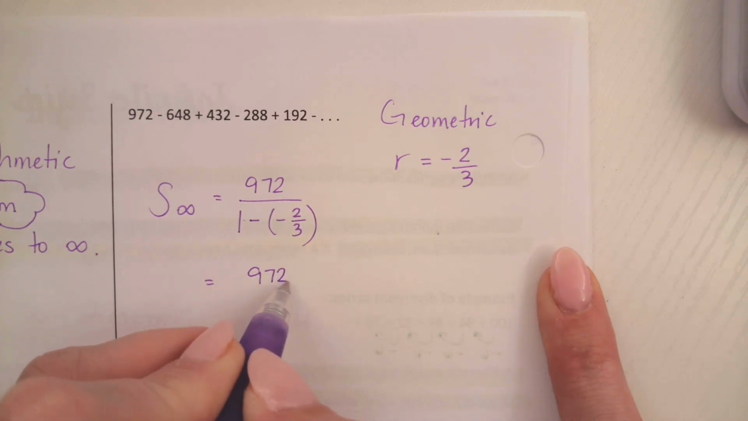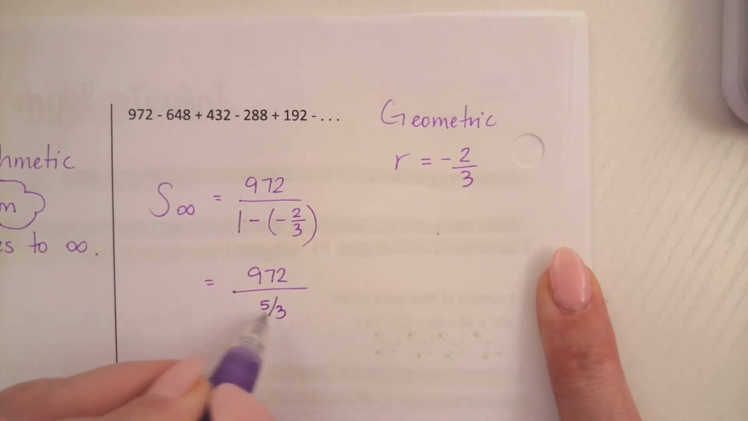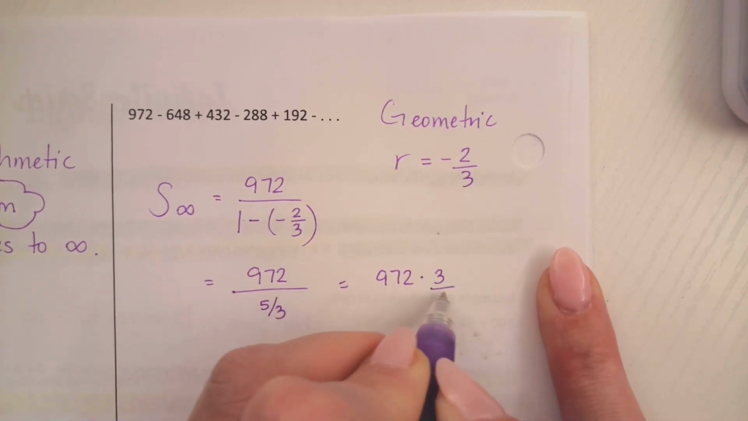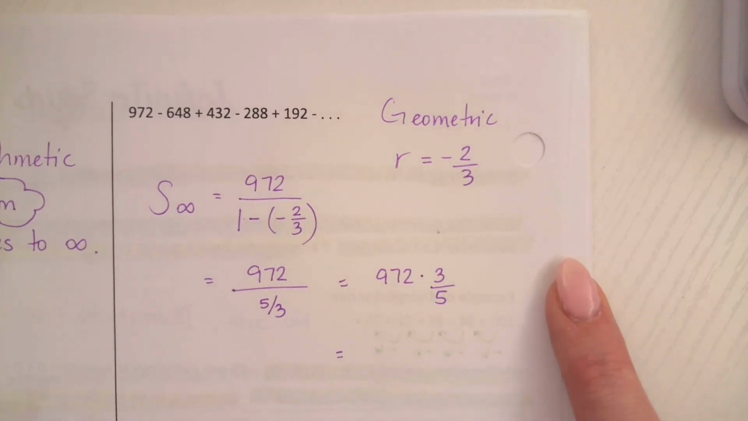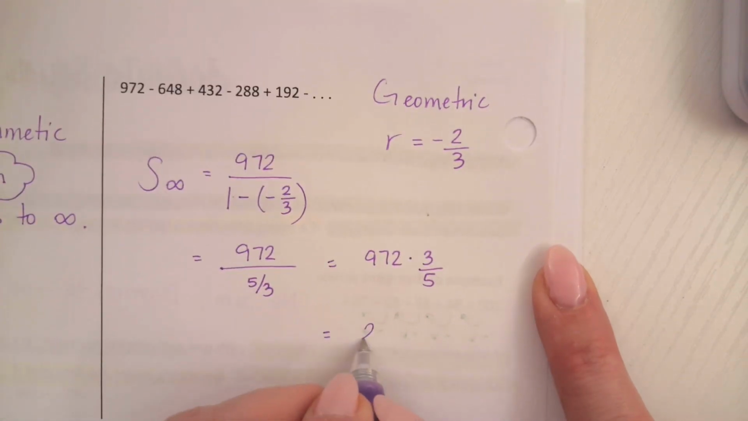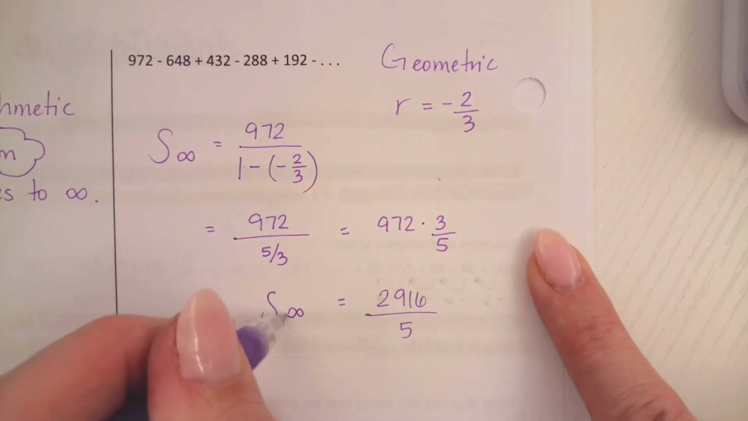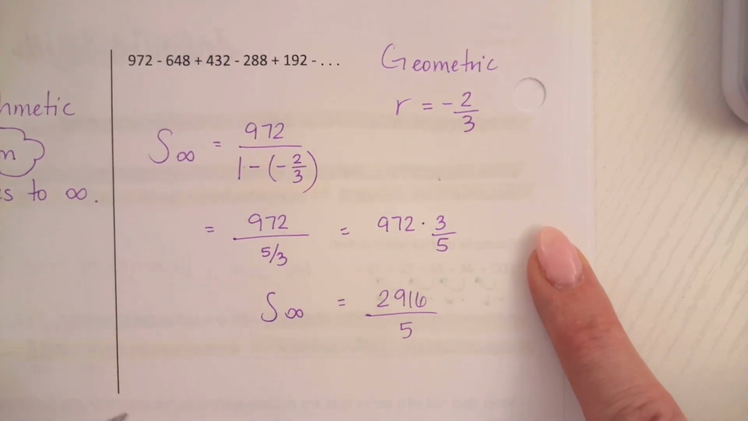5/3. So now it's 972 divided by 5/3, which would be the same as having 972 times 3/5, which is, what's the top? 2,916 over 5. This one is a terminating decimal. It has an actual ending point, so if you wanted to write the decimal, you can.